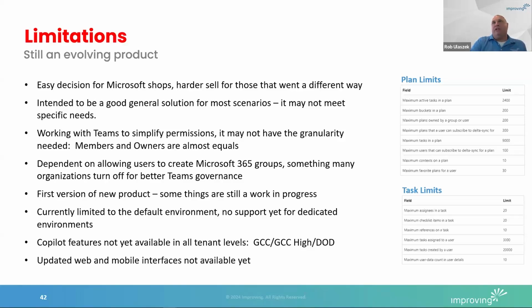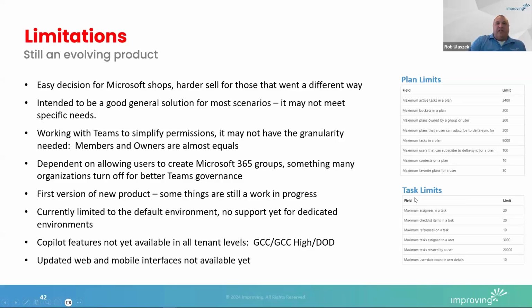And on the right, you'll see all the stated limits of what's there. And in most cases, 9,000 tasks per plan should probably be enough. 2,400 active tasks, 200 users. A lot of these things, most project management things will be just fine, but be aware of them. If you have a scenario that goes outside of these limits, Planner might not be for you yet. I do expect, as what usually happens with Microsoft limits, these things to increase over time to the point where it'll fit pretty much everything.